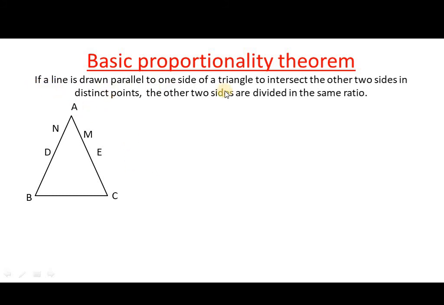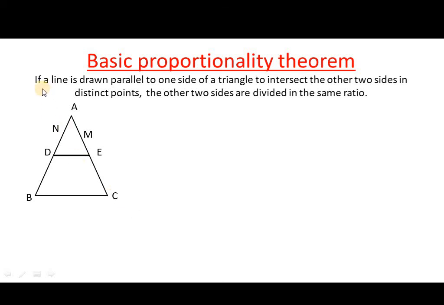First let us understand the definition of the basic proportionality theorem. For the explanation, let us take a triangle ABC. In this triangle ABC, let us join the points D and E. D and E are the midpoints of the sides AB and AC. D is the midpoint of the side AB and E is the midpoint of the side AC.